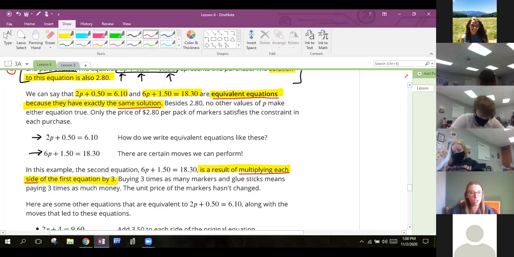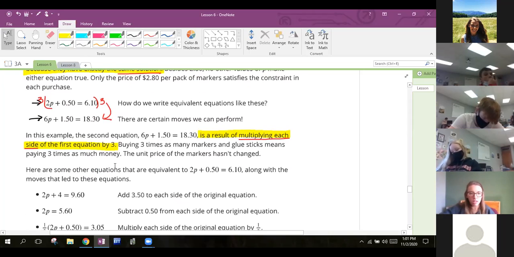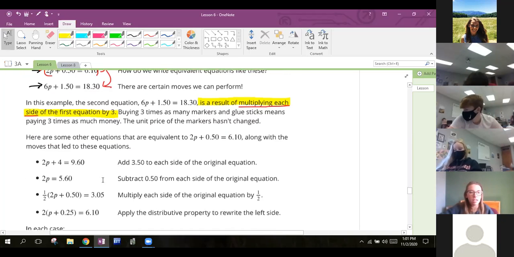Okay, so if we took the first equation and multiplied both sides by 3, that would equal this equation. So that's another way to see that they are equivalent. You just took the first one and multiplied it. So if we are buying 3 times as many markers and glue sticks, that means we're paying 3 times as much money. So the unit price did not change.